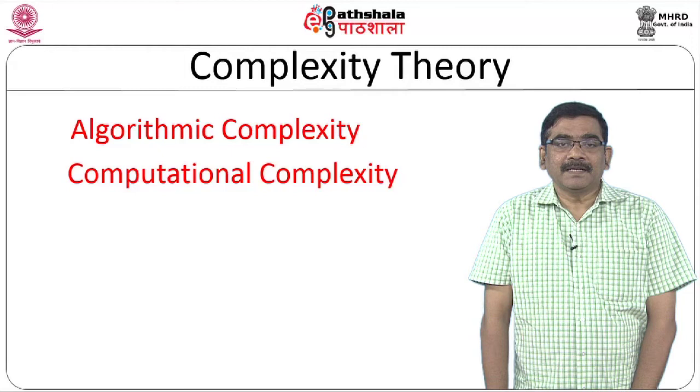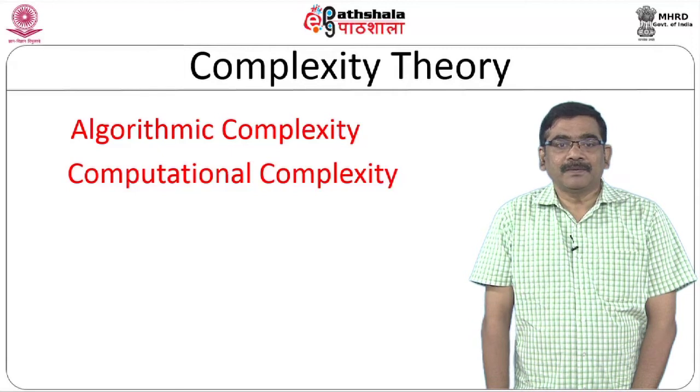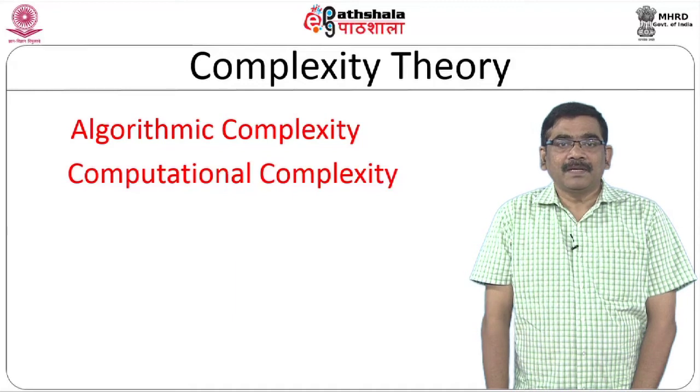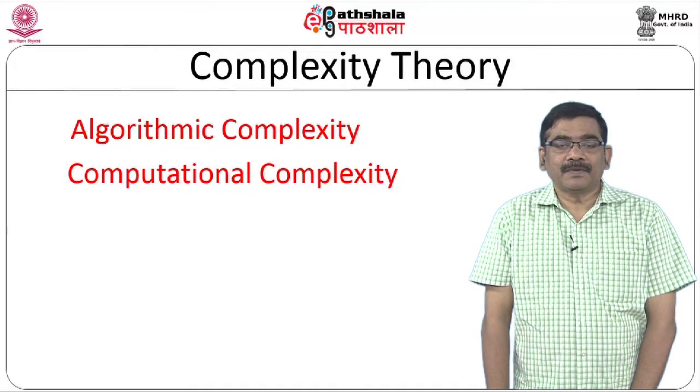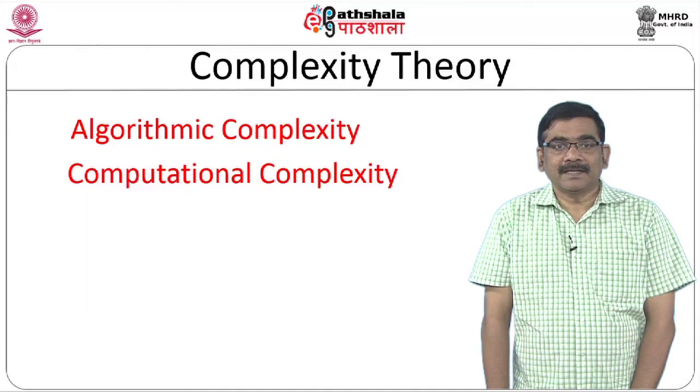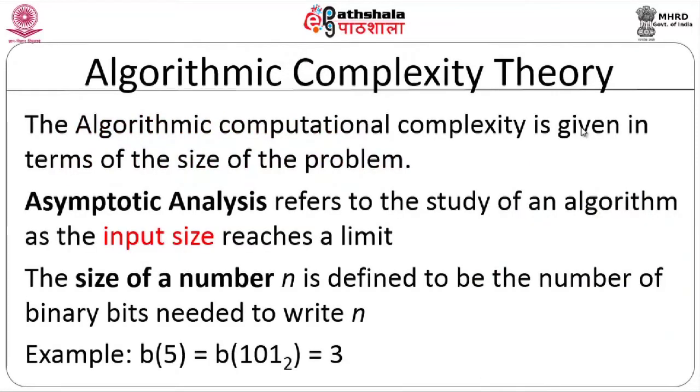The complexity theory can be broadly classified into two types. One is called algorithmic complexity and another is called computational complexity. Algorithmic complexity refers to the domain of study where we concentrate on how to analyze the given algorithm. And in computational complexity, we are going to discuss the complexity of the given problem itself.